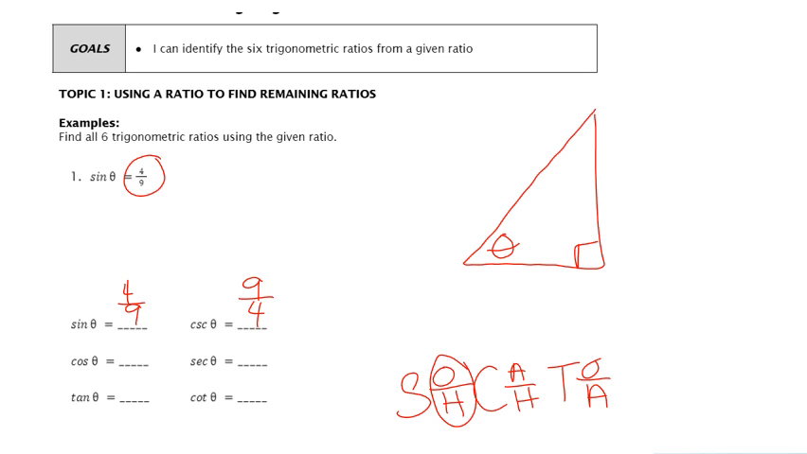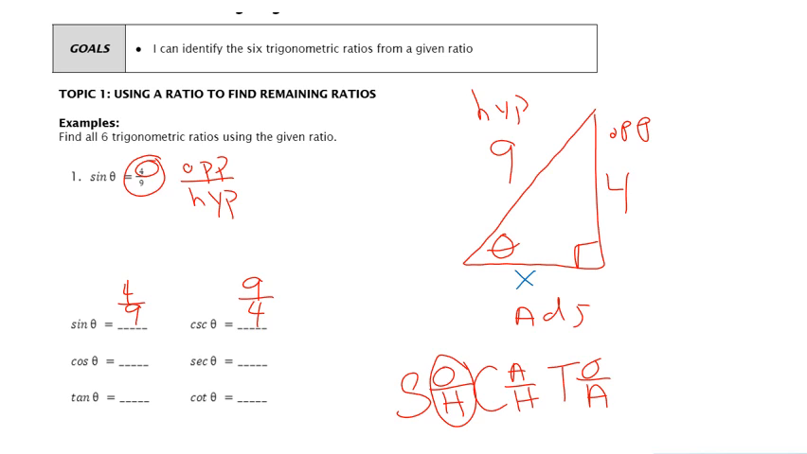So if it's 4/9, my opposite over hypotenuse, my opposite side would actually be 4. So that's my opposite, my hypotenuse, my adjacent. And my hypotenuse would be 9. So I'm treating it like a 4 and a 9, because when it reduced, it will reduce to 4 and 9.